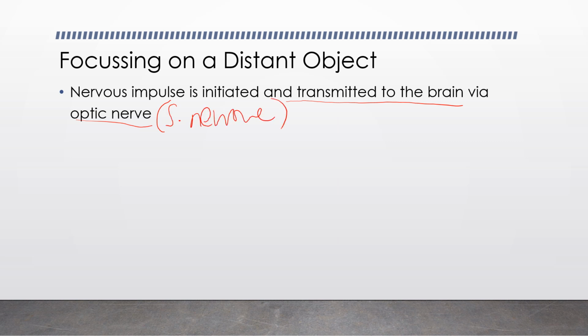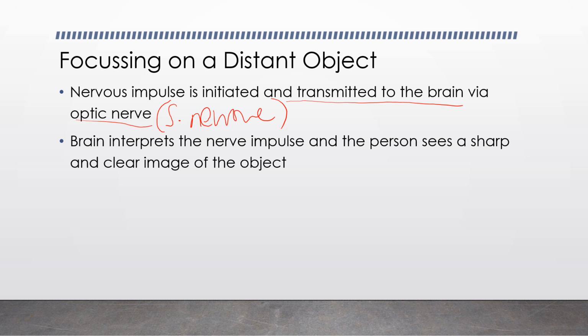All this is part of the first half of the chapter. And the brain will interpret the nerve impulse, and what you see is a sharp and clear image, of course. But sharp is more important to me. So this is what is happening when you're looking at something that is far.